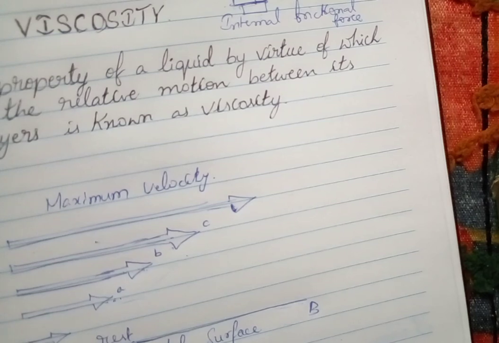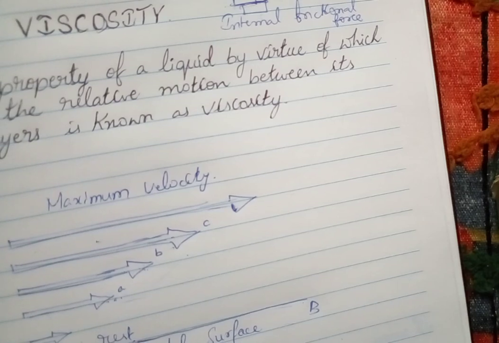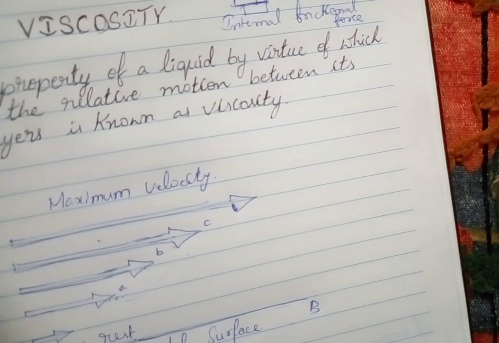So, viscosity is effective only when there is a relative motion between different layers of the same material. This is why solids do not have viscosity.